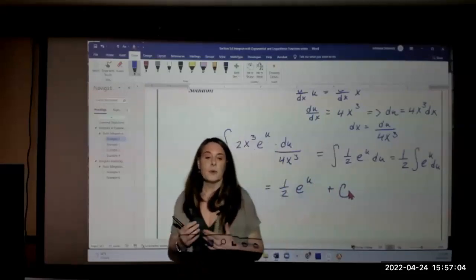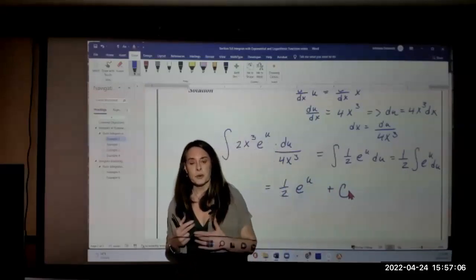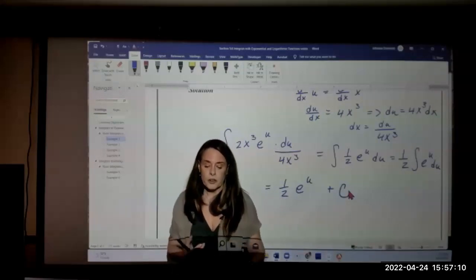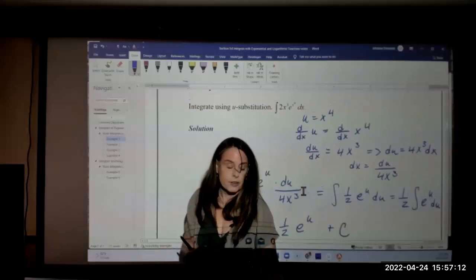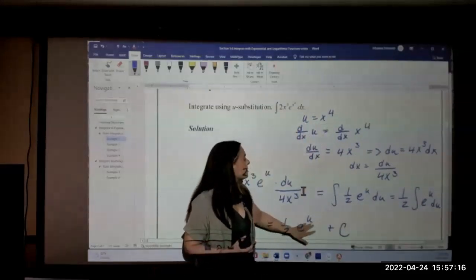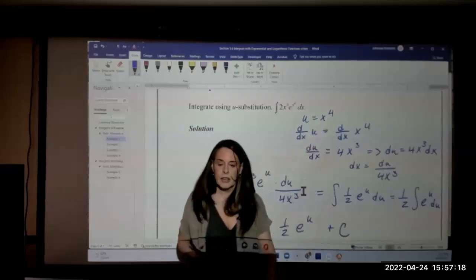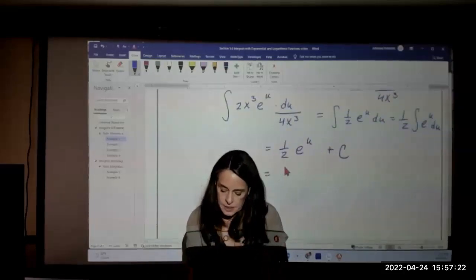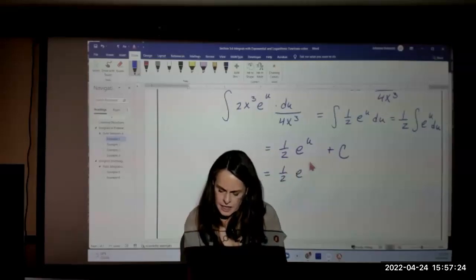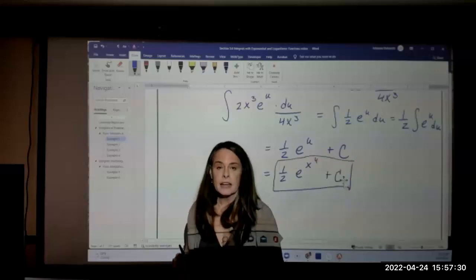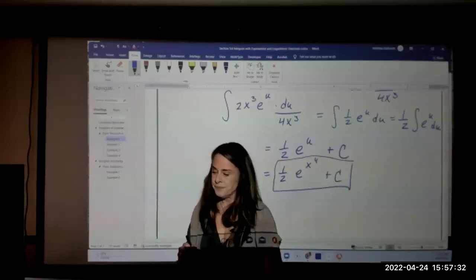And then the last thing we want to do is back substitute and go back to what the original expression was for u. u was up here in the beginning, x to the fourth. So we want to replace our u with the expression x to the fourth. So our final answer becomes 1/2 e to the x to the fourth power plus an unknown constant. That's the antiderivative function.